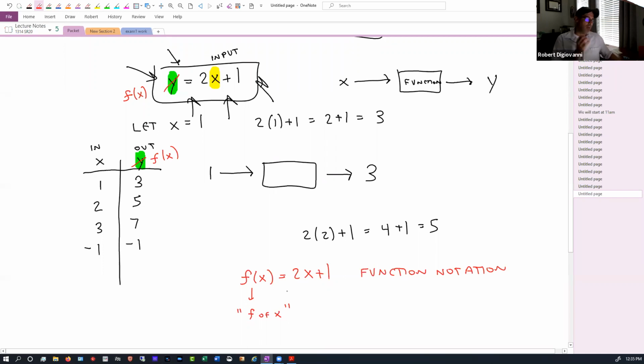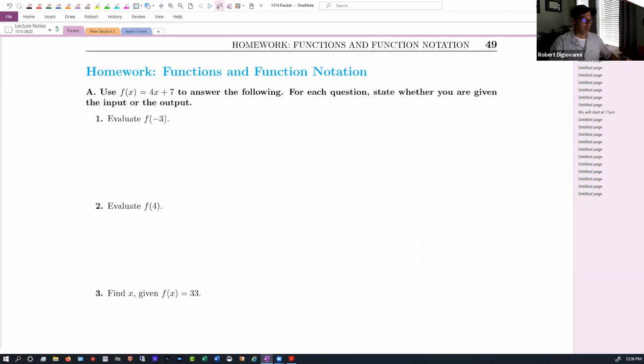All this is doing is stressing the fact that the y value can be determined as long as you give this given input of x. So you give an input of x, and this function will do something with that x and give you a result back.